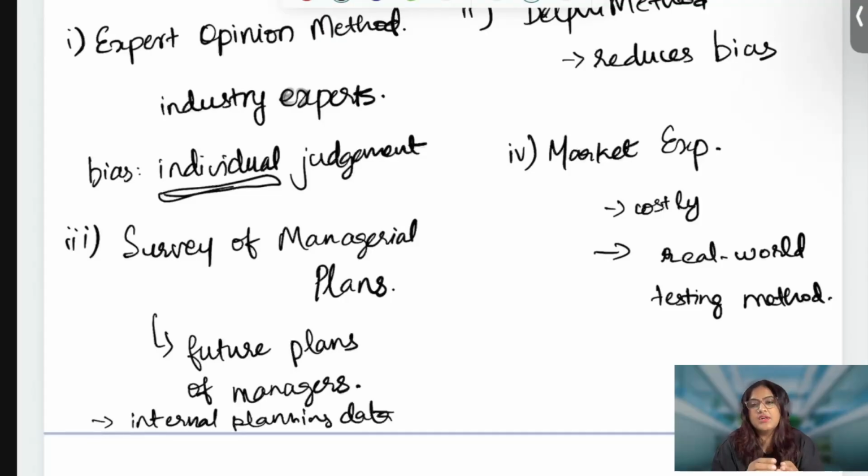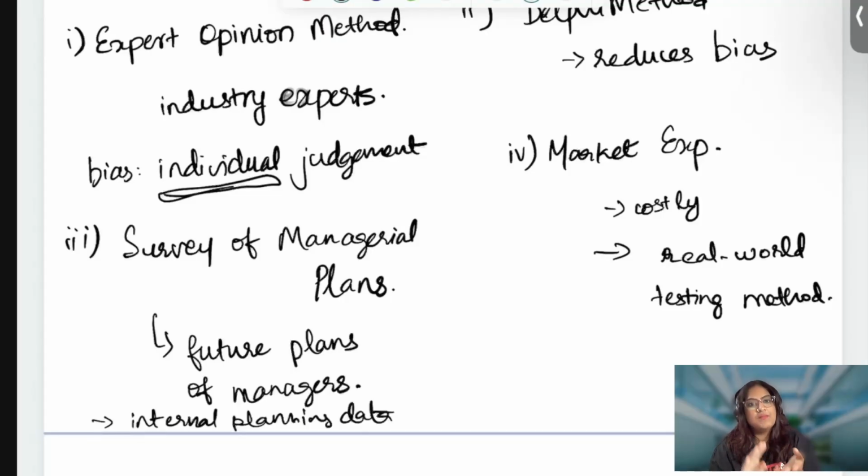So, what are the four different types of opinion poll method? Expert opinion method, where you get one expert's opinion from their practical experience. He can be a consultant, an industry expert, economist, experienced manager, etc. Here, the major problem is there will be a huge bias due to individual judgment. In the Delphi method, we will iterate through the opinions of different experts until they all come to a consensus. Here the bias will be reduced.